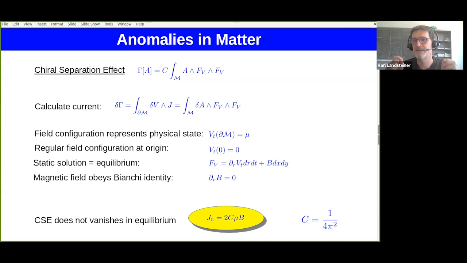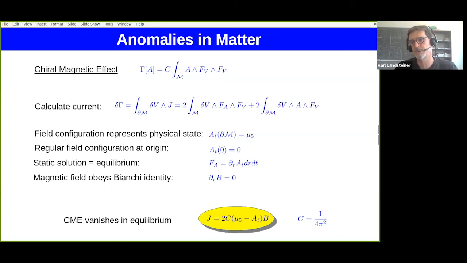And the nice thing is it highlights various subtle points in the story which have been overlooked very often, like the cancellation between these two terms. And everything is automatic in this approach. It comes out.